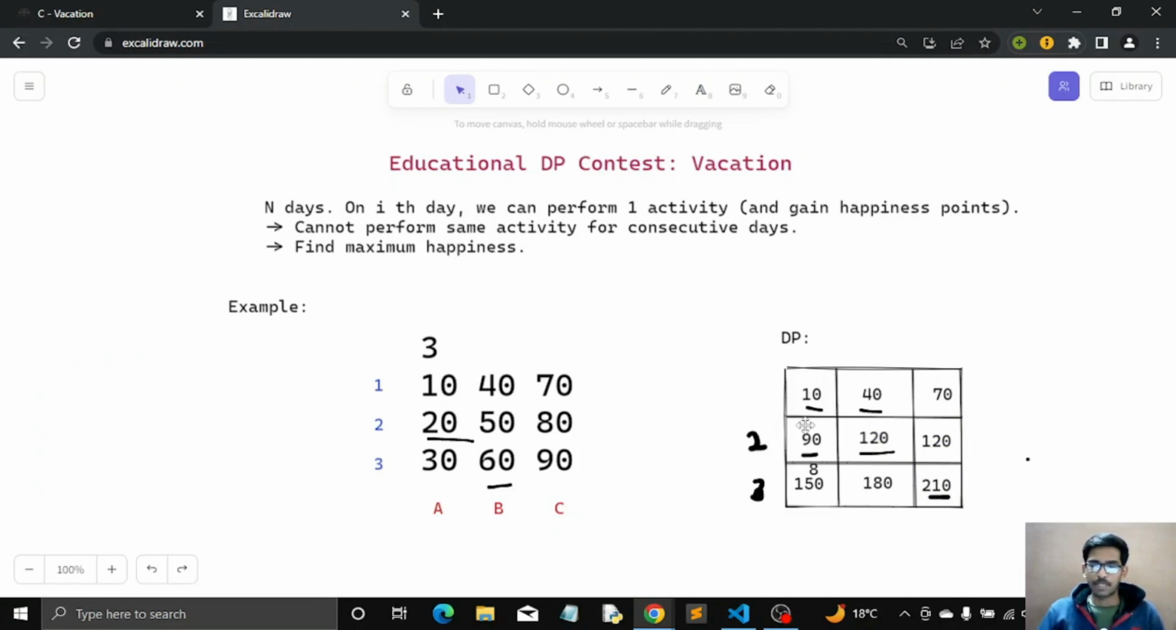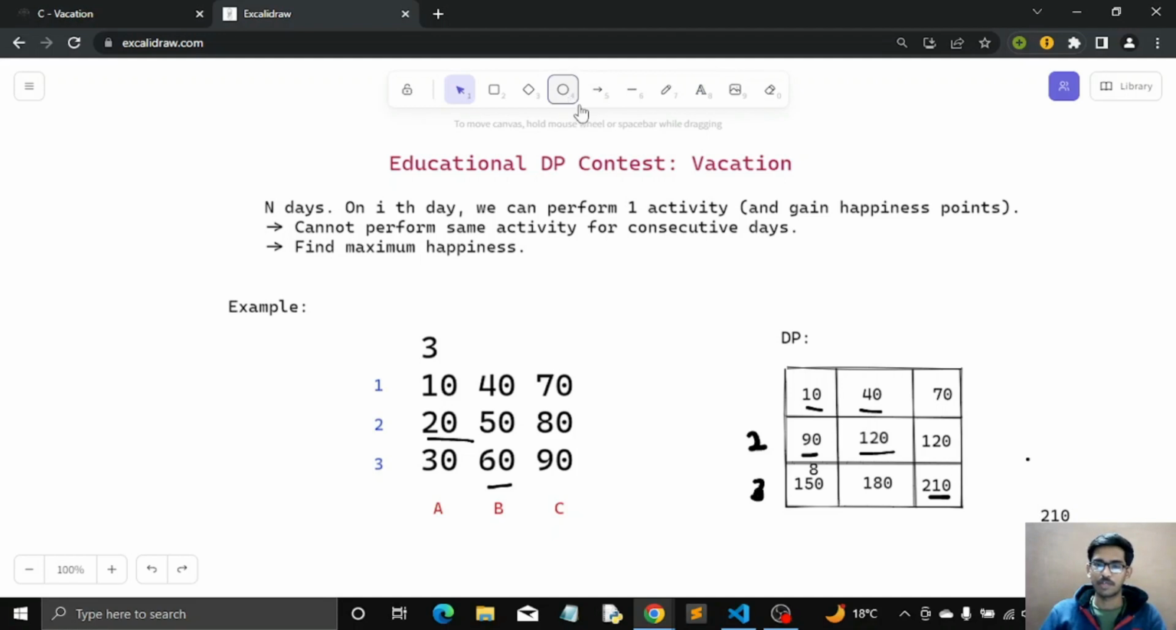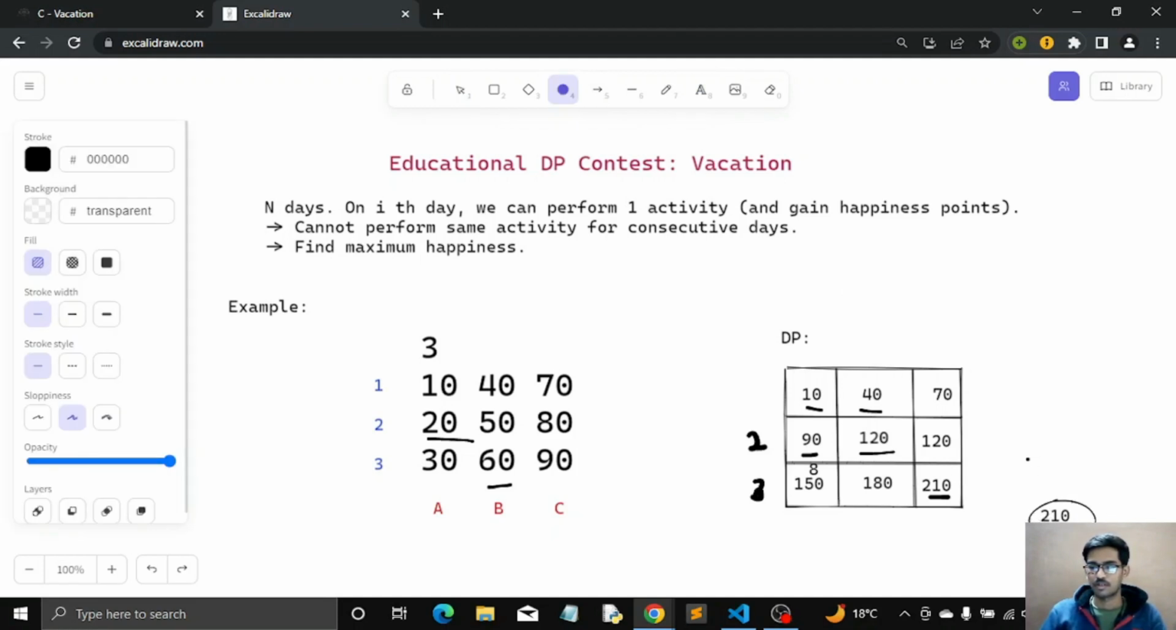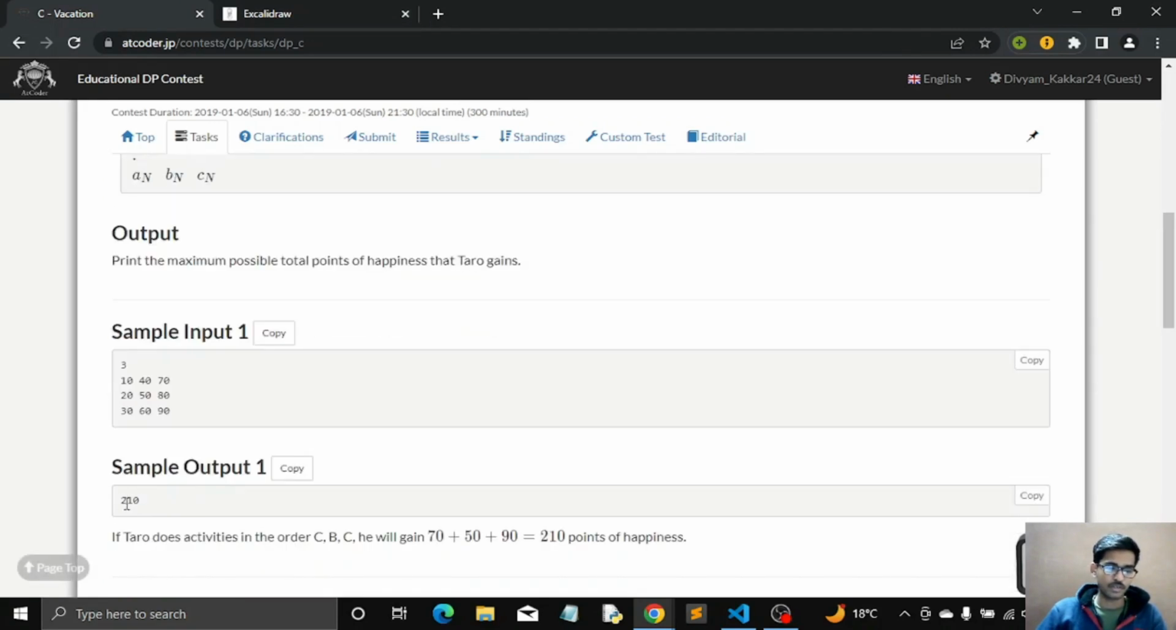So like this, we are going to fill all the cells in our DP table. If there are n days, there will be n rows in our DP table, and we are going to follow the same process. Now the answer will be the maximum value in the last row of our DP table. So in this case, the maximum is 210. So it is our answer. 210 is our answer, and we will print it. And as you can see, here also 210 is the output.